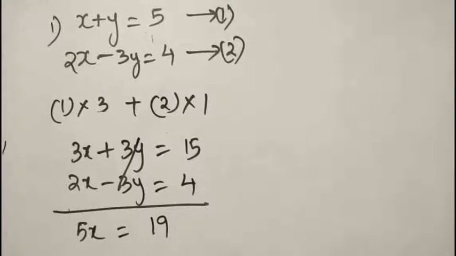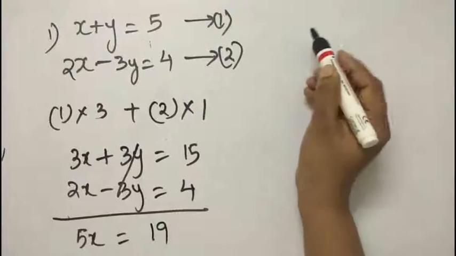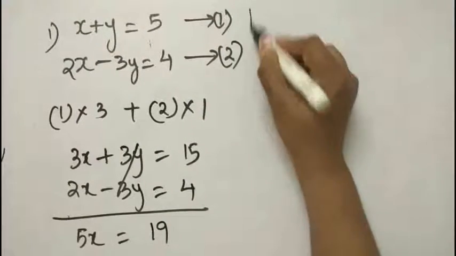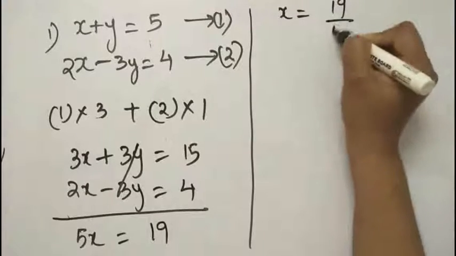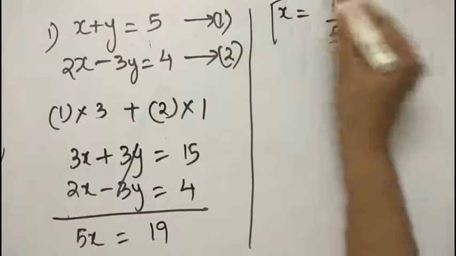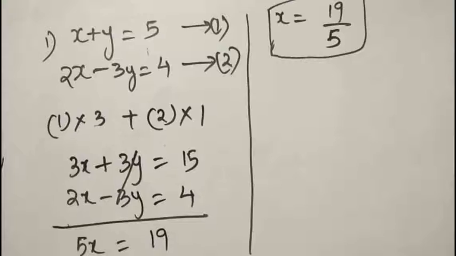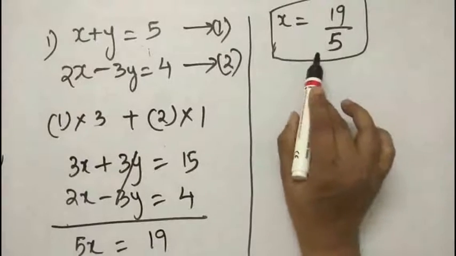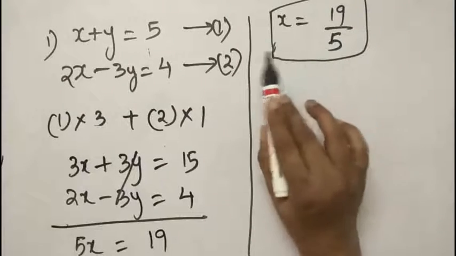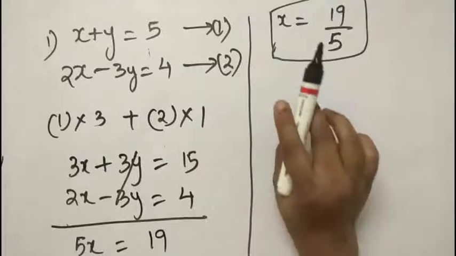We got 5x is equal to 19. Now I bring this 5 to RHS, and it becomes divided by 5. So x is equal to 19 by 5. We got the value of x. Now we have to get the value of y. As these are intersecting lines, you have to get two values, x and y.